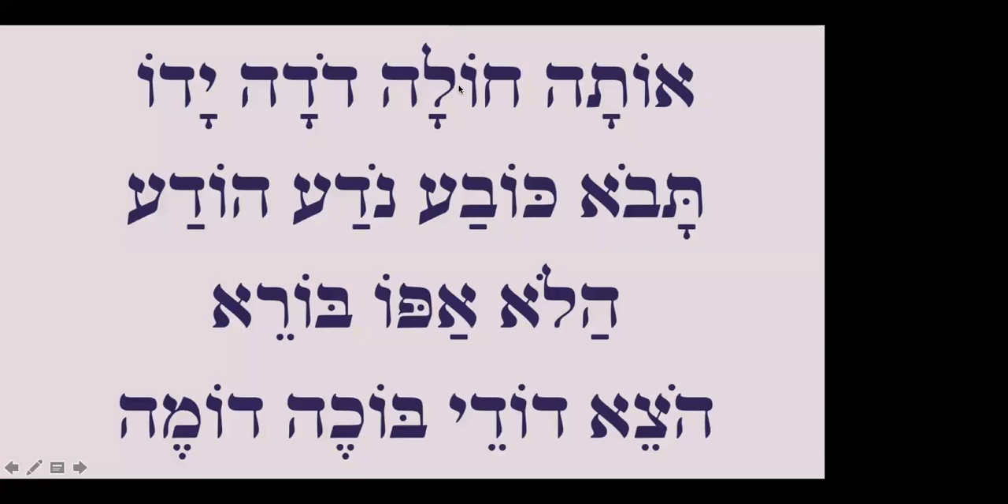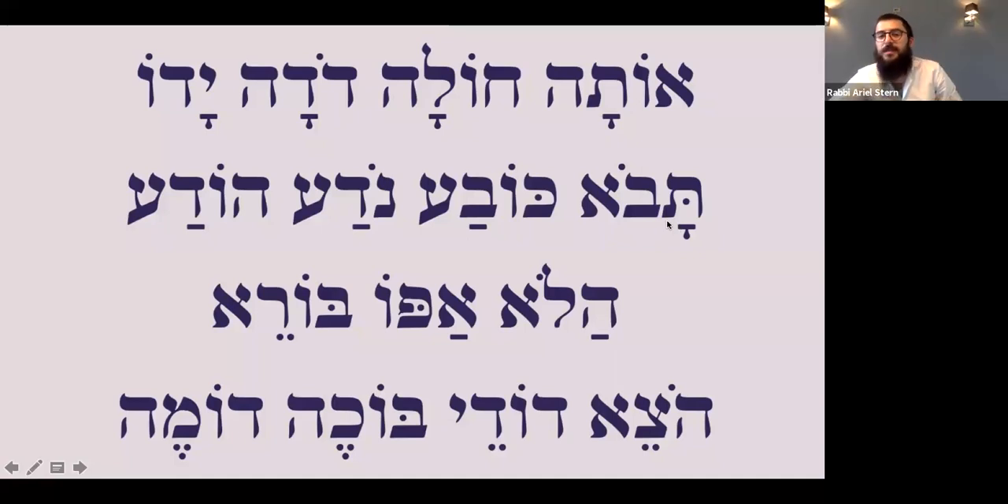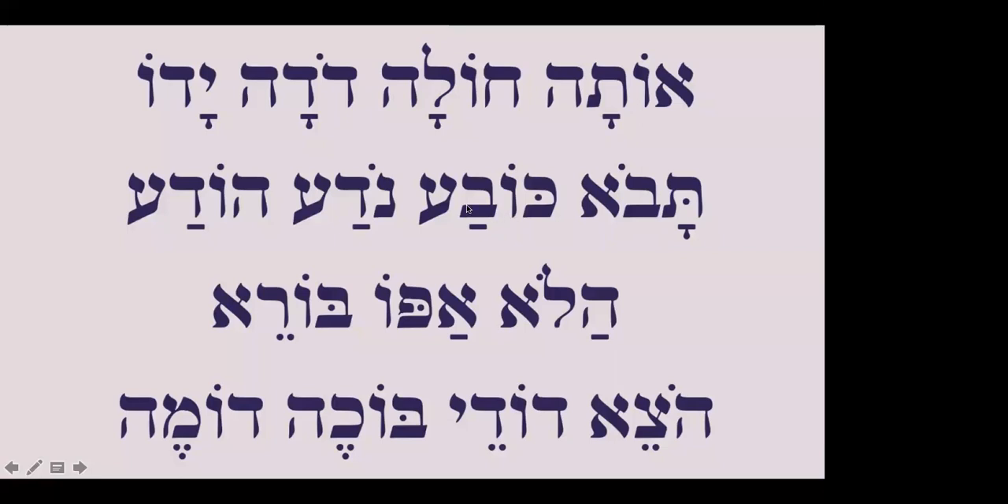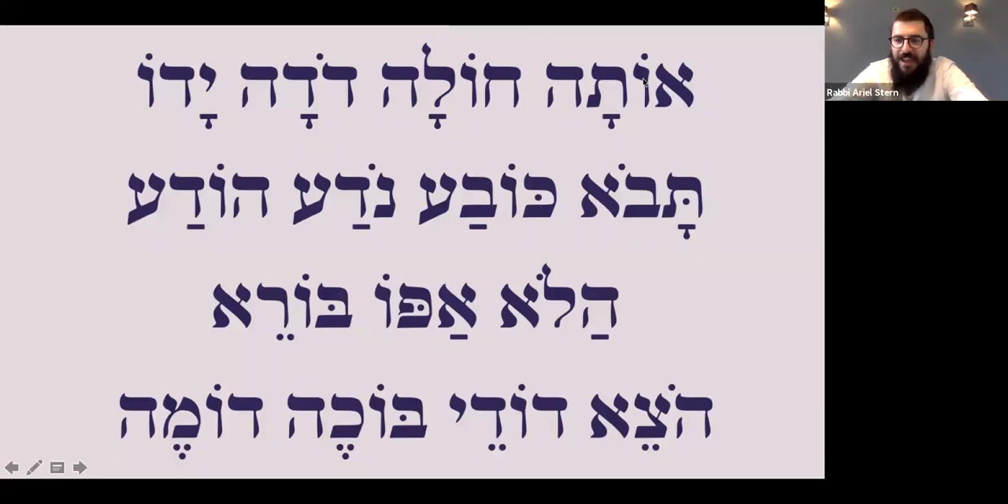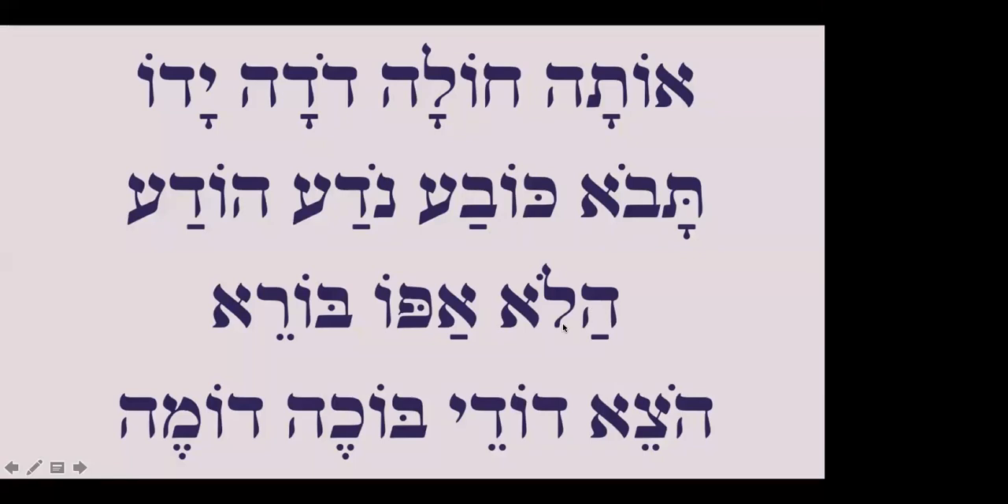Ota, chola, doda, yado, what's this? Tova, ta. No, excuse me. Tavo. Perfect. Kova. Perfect. Noda, hoda. Perfect. Thank you so much. Ben, you deserve another 2 lines because I didn't hear you the whole class. Go ahead. Okay. Third line.